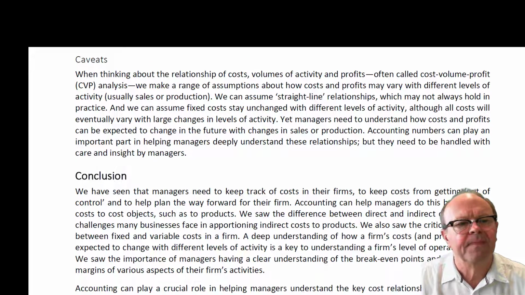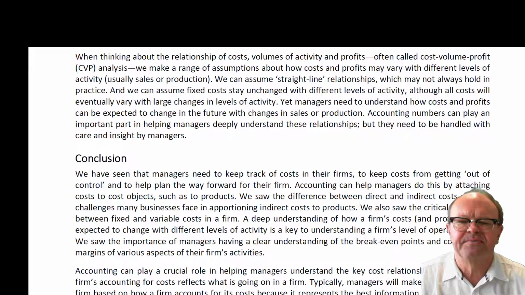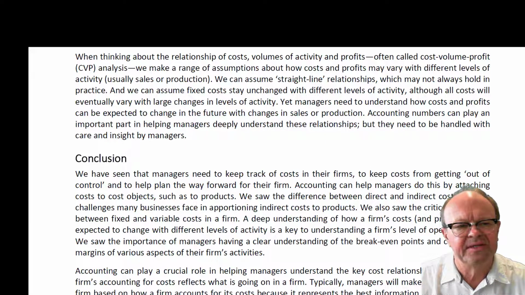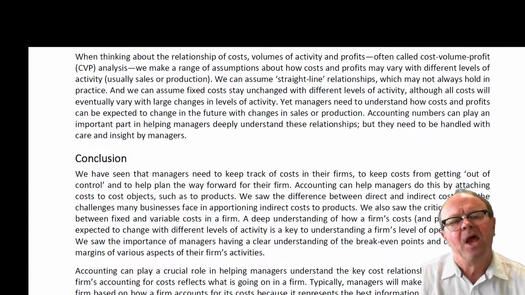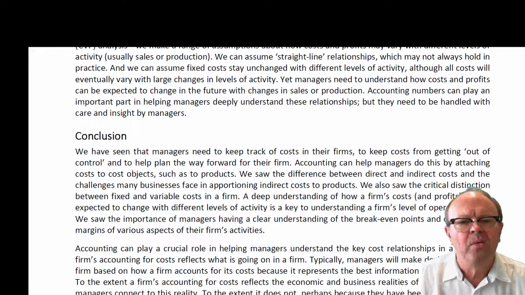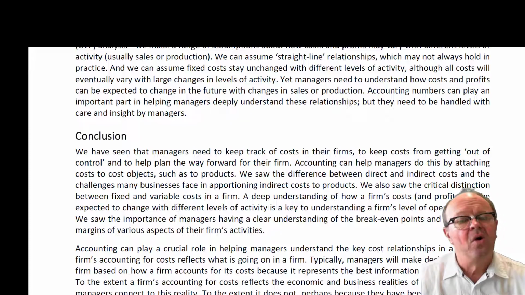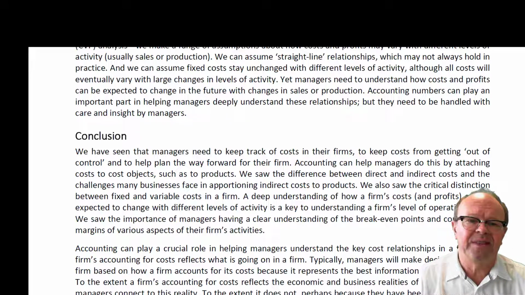Caveats. When thinking about the relationship of costs, volumes of activity and profits, often called cost, volume, profit and CVP analysis, we make a range of assumptions about how costs and profits may vary with different levels of activity, usually sales or production. We can assume straight line relationships, which may not always hold in practice. And we can assume fixed costs stay unchanged with different levels of activity, although all costs will eventually vary with large changes in levels of activity.